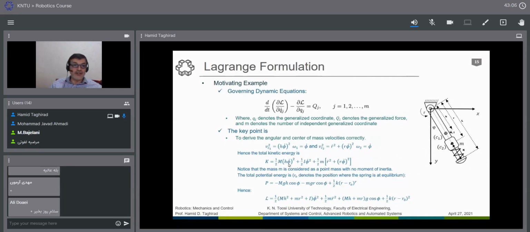So everything is fine. Now we have three parts, and as you see, the kinetic energy is a function of phi dot or q dot and r dot in general, as well as r and phi, if there are some r and phi, it could be possible to do that.